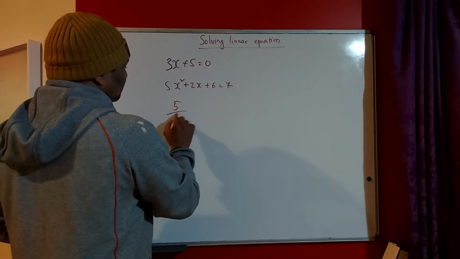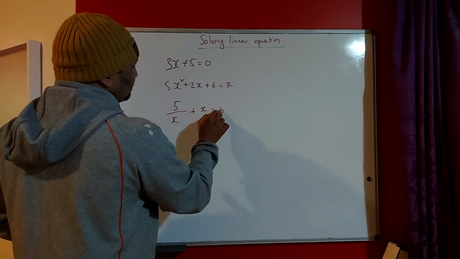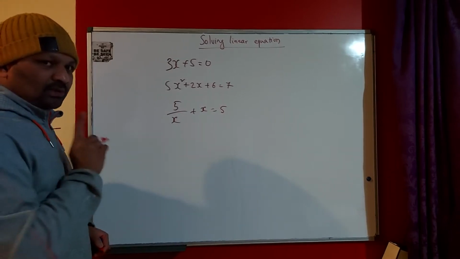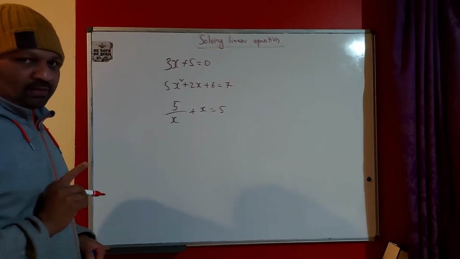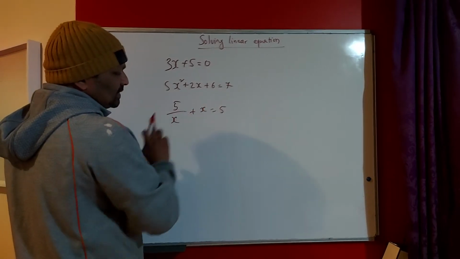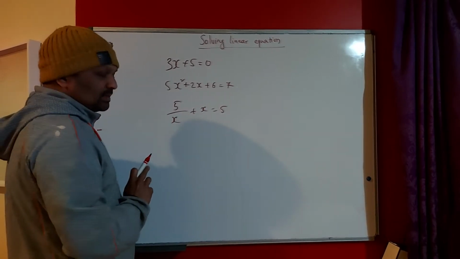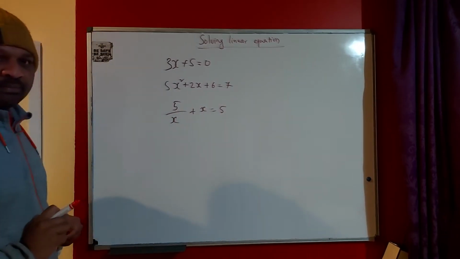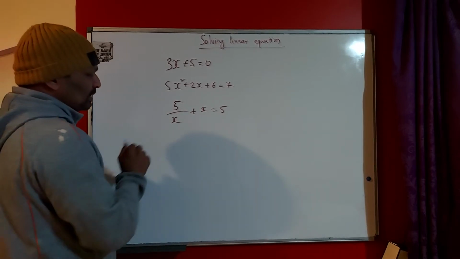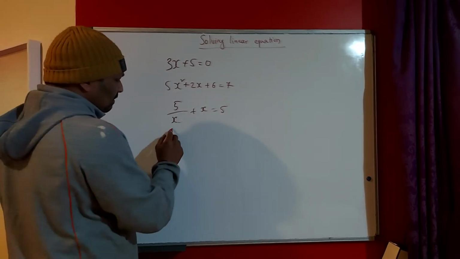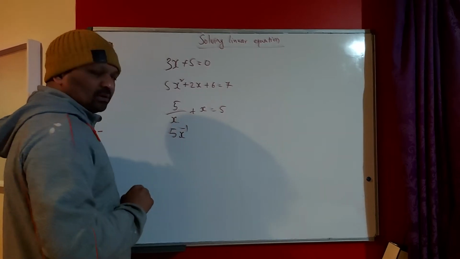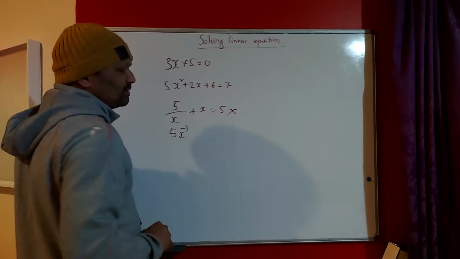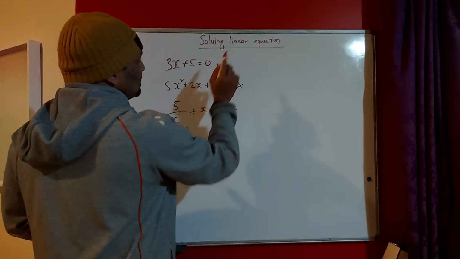For example, I'm going to give another one. Is this a linear equation? This is again not a linear equation, because this is a term having x, and this is another term having x, isn't it? What is the power of x here? 1. What is the power of x here? Minus 1. If this x goes up, it becomes 5x to the power of minus 1. So here the power of x is not 1, so that is why this is not a linear equation. This is also not a linear equation. This is the linear equation.